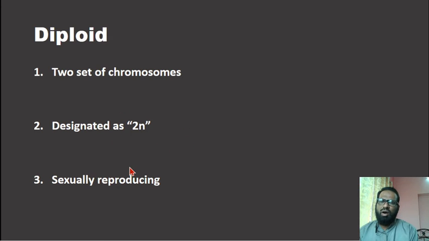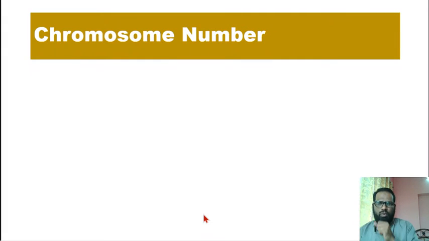In all sexually reproducing organisms, the gametes fuse together. Fusion of the gametes results in the formation of the diploid, and in all diploid organisms, all the somatic cells will have a 2n number of chromosomes.